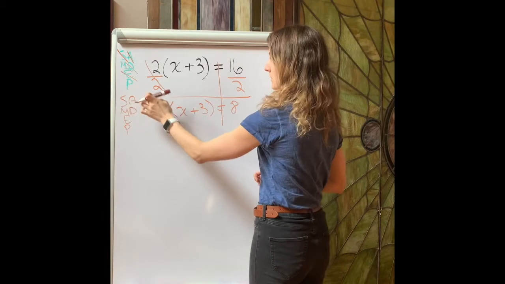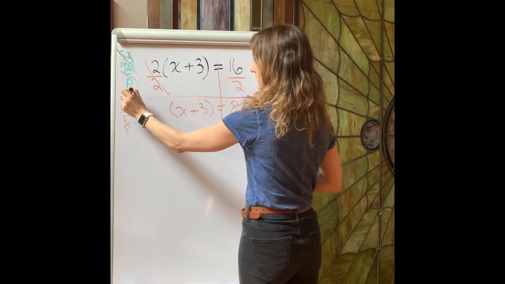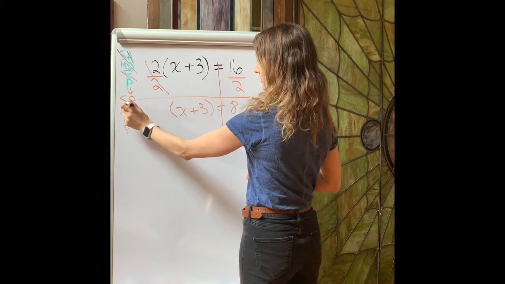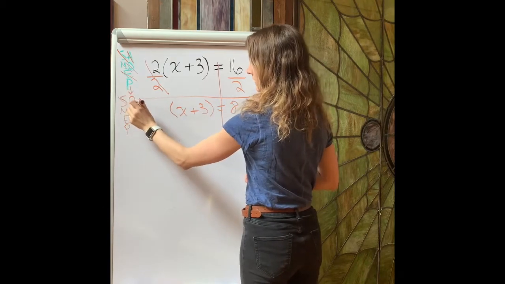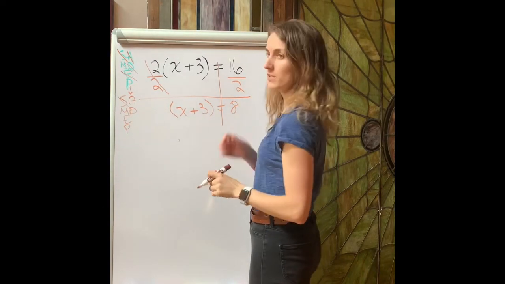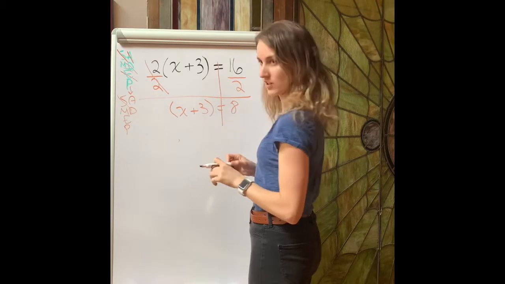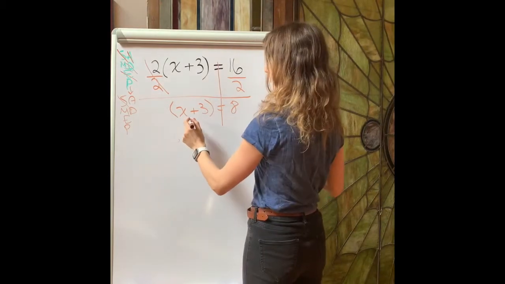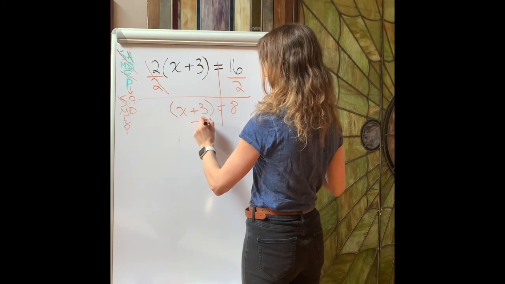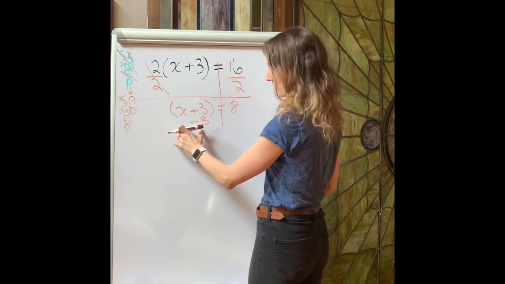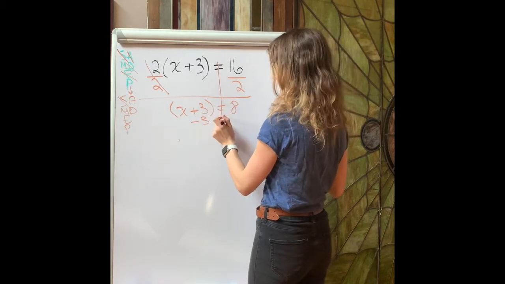So using SADMEP within the parentheses, I'm going to look for subtraction. Nope. Addition? Yep. So I'm going to do the inverse of addition. The inverse of addition is subtraction. I'm going to take away 3. Whatever I do to one side of the equation, I must do the same to the other side.